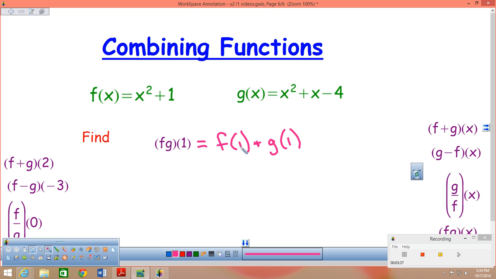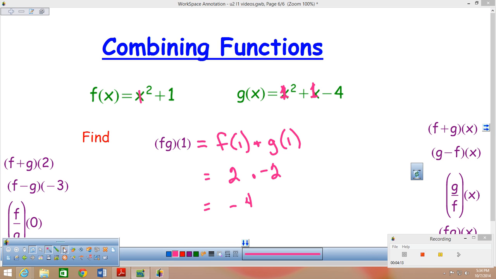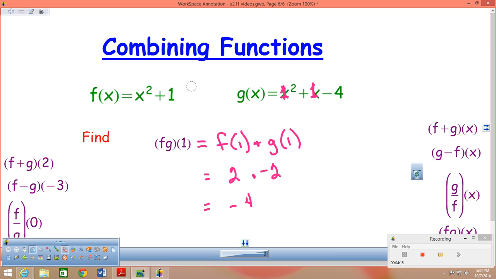Okay? If I put 1 in for f, 1 squared is 1, plus 1 is 2, so this is 2. Putting 1 in for this function right here and right here. 1 squared is 1, plus 1 is 2, minus 4 is negative 2. So 2 times negative 2, last I checked, that was negative 4. Okay. There is combining functions when we know a numeric value for x.